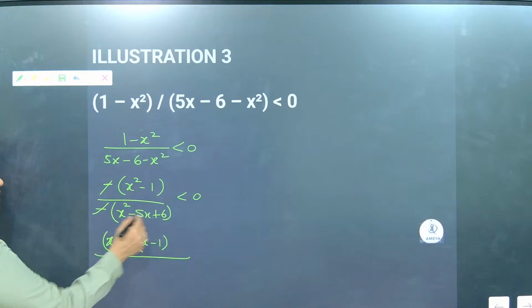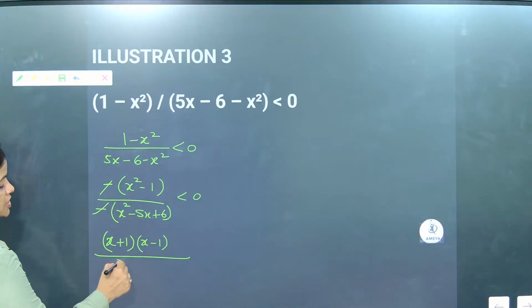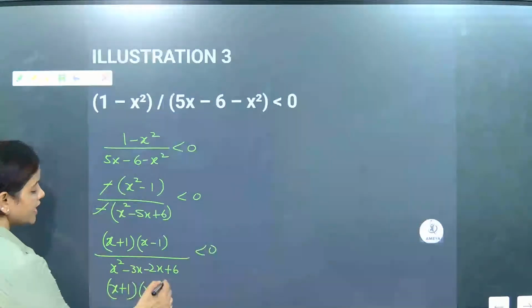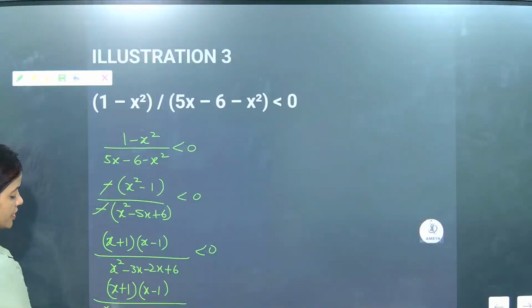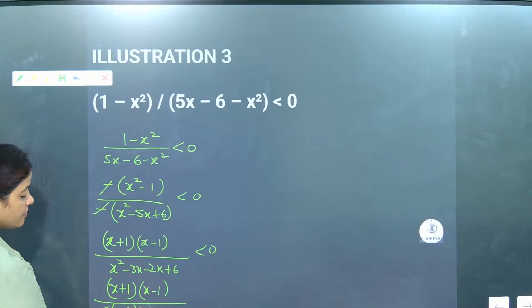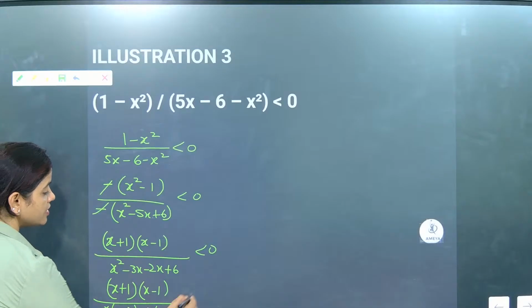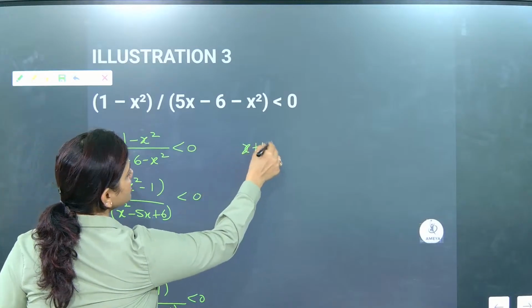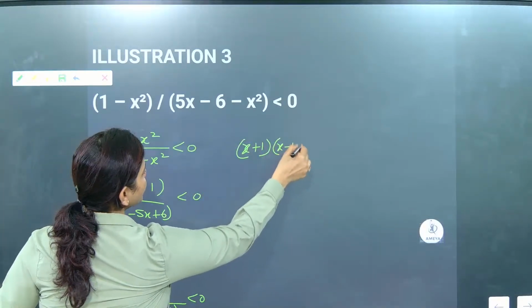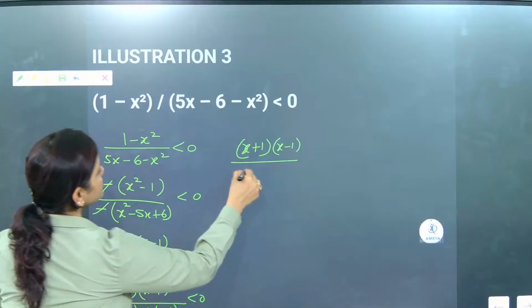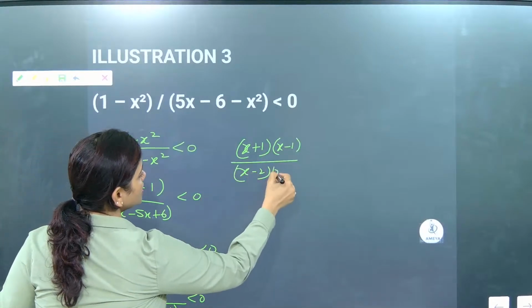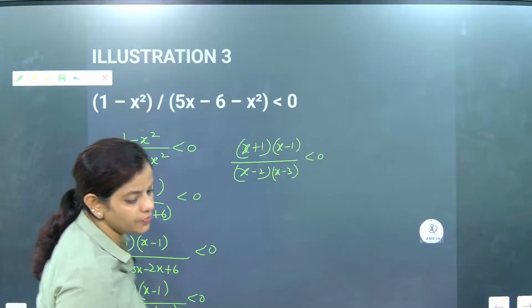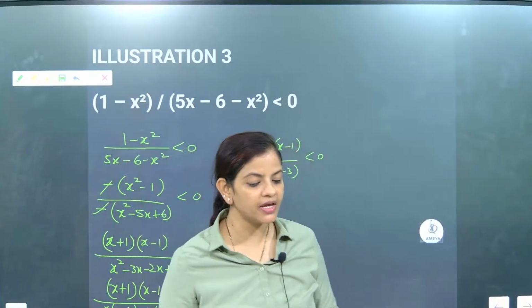Done. Now here, beta, you do the factorization: x square minus 3x minus 2x plus 6. Take x common, x minus 3, minus 2 common, x minus 3, less than 0. That means what factors are coming, beta? x plus 1, x minus 1, and here it is x minus 2, x minus 3, everything less than 0. So some part is coming in the numerator and some part is coming in the denominator.